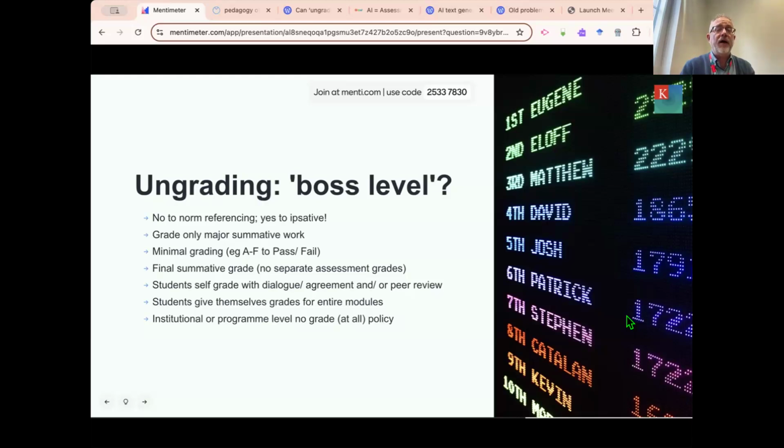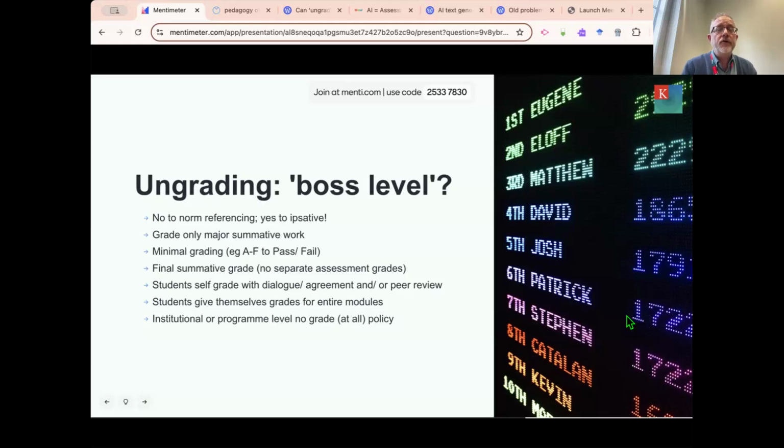Then going even further can be thinking about grading only major summative work, not grading anything else. Minimal grading, so switching from percentages to A to F, from A to F to pass fail. Thinking only of final summative grades or doing more program level or programmatic assessment, so a grade per program across a module. It's possible to do these things in the UK.